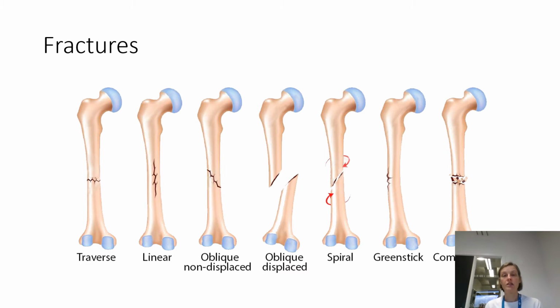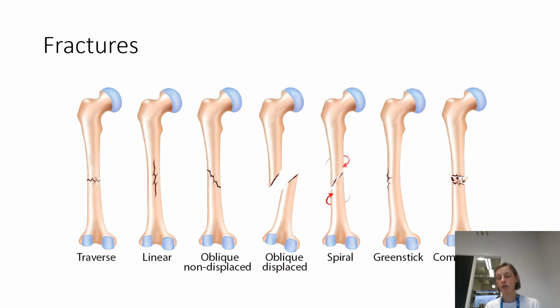Then you get linear fractures which follow the line of the bone, and I think they are not as common. Oblique ones, as you can see, are a diagonal line, and you can get displaced or non-displaced. In things like road traffic accidents, or where there's been a clear direct blow to the bone, displacing can occur. Spiral fractures occur when the bone has been twisted in some way. If you take a rolled up towel and twist it, you see what a spiral fracture might actually look like.